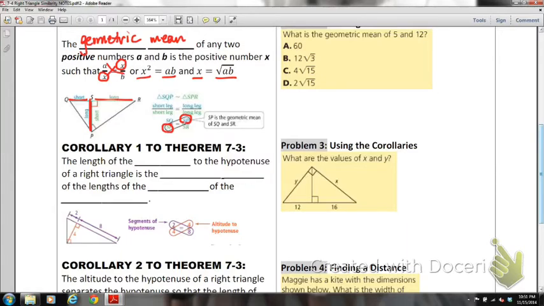The next corollary is going to state that the length of the altitude to the hypotenuse of a right triangle is going to be the geometric mean of the lengths of the segments of the hypotenuse. So that's just what we stated above in this diagram. The length of the altitude is going to be the geometric mean between the lengths of the segments that it divides the hypotenuse into.